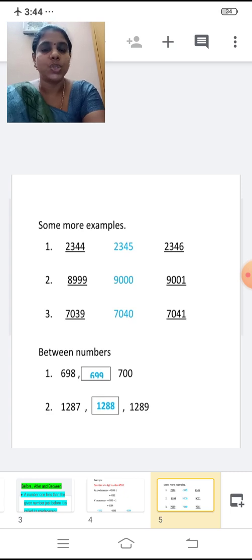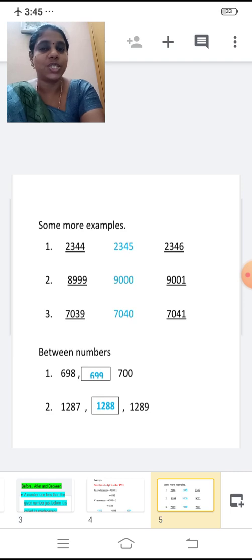Second one. So we are going to find out the predecessor and successor of the number 9,000. Now tell me, what is the predecessor of the number 9,000? What you have to do? Subtract 1 from the number. So 9,000 minus 1. Yes, 8,999 is the predecessor of 9,000.